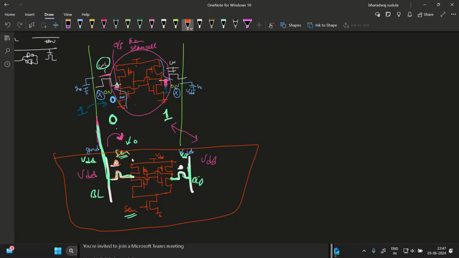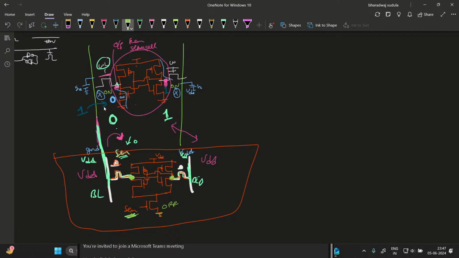Sense enable is 0, and this is turned on. This is also turned on. Both are turned on and you have access to this sense amplifier. But the thing is, sense enable is 0, so this NMOS is off. So there is no connection to ground. So you will have a diffusion cap right here and diffusion cap here.